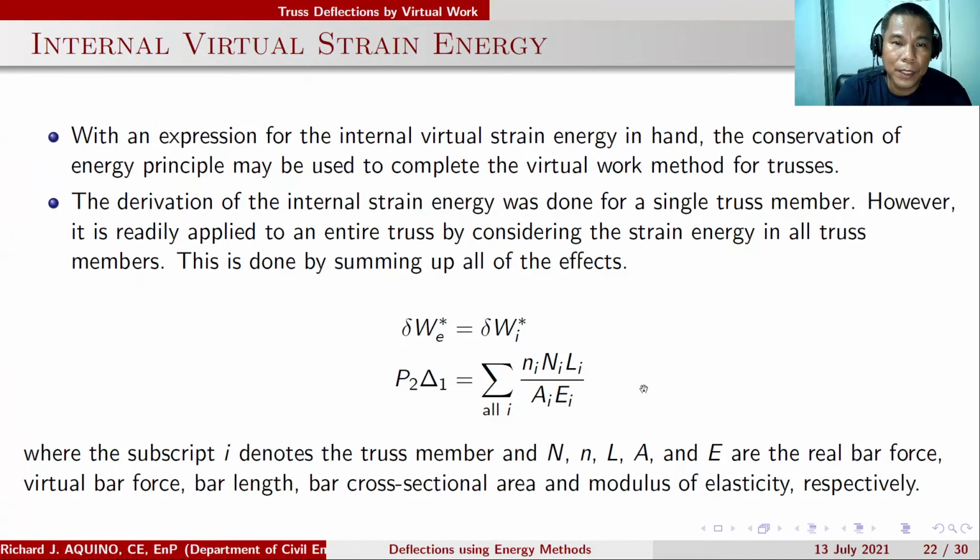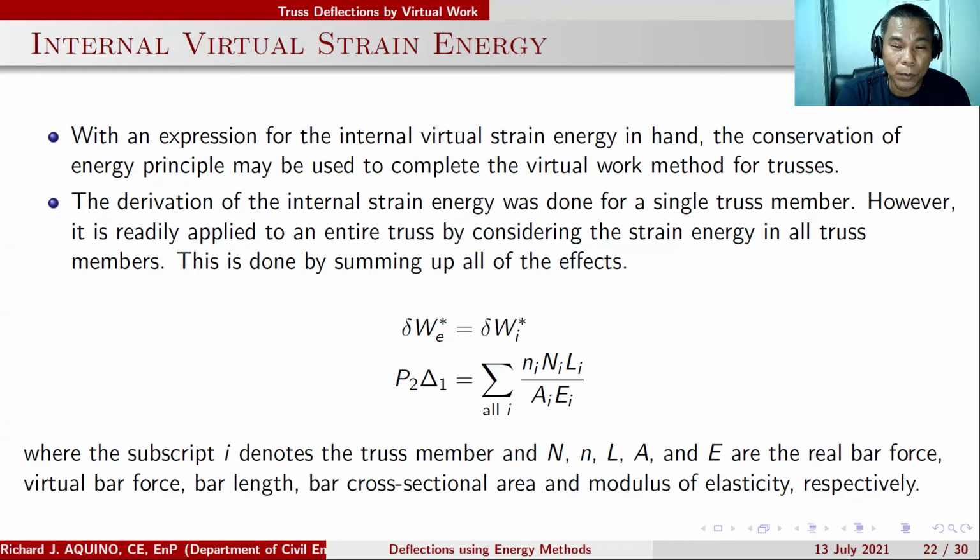With an expression for the internal virtual strain energy in hand, the conservation of energy principle may be used to complete the virtual work method for trusses. The derivation of the internal strain energy was done for a single truss member. However, it is readily applied to an entire truss by considering the strain energy in all truss members. This is done by summing up all the effects. That is, external work, delta W sub E, is simply equal to the internal work, delta W sub I, where the external work is P sub 2 delta 1.